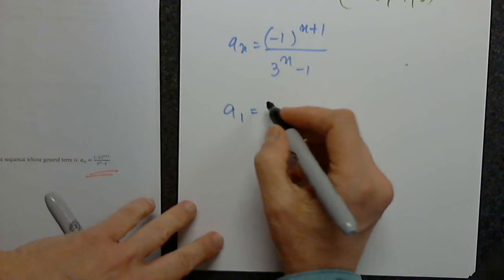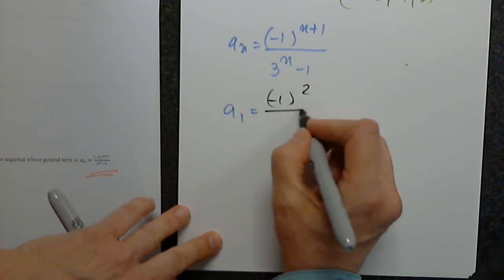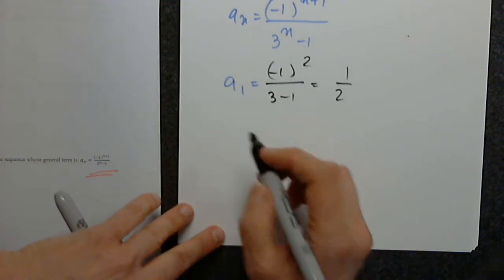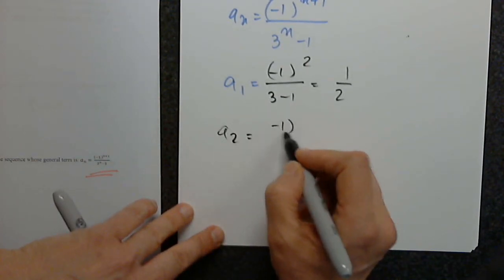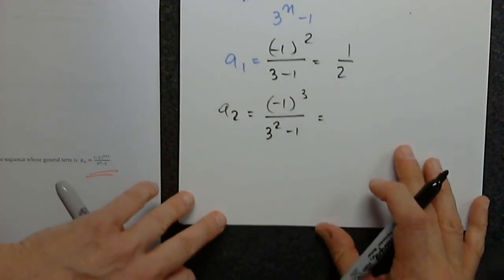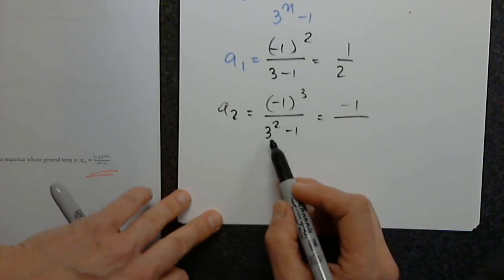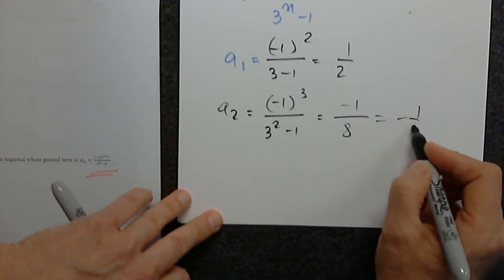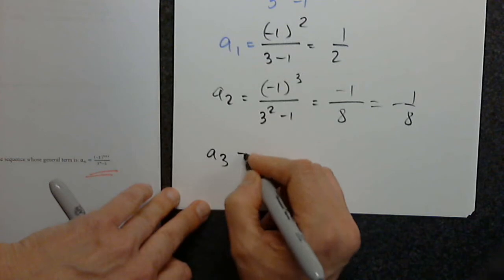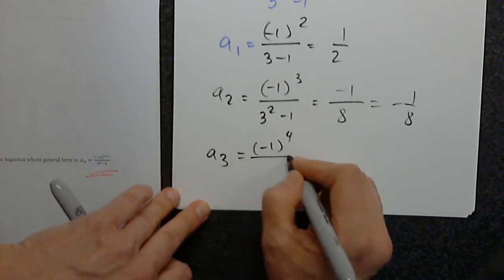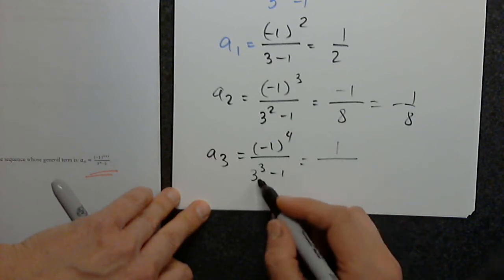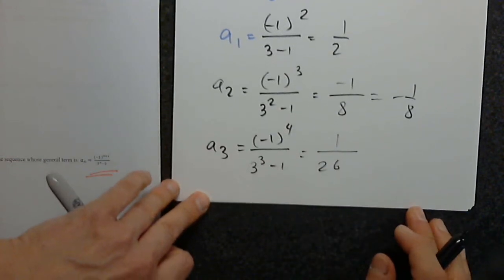Ready? So -1 to the second power over 3 minus 1. So this is 1/2. A2 is -1 to the third power over 3 squared minus 1. The top is -1. 9 minus 1 is 8. Another alternating sequence. A3, -1 to the fourth over 3 to the third minus 1, which is 27 minus 1, 26.